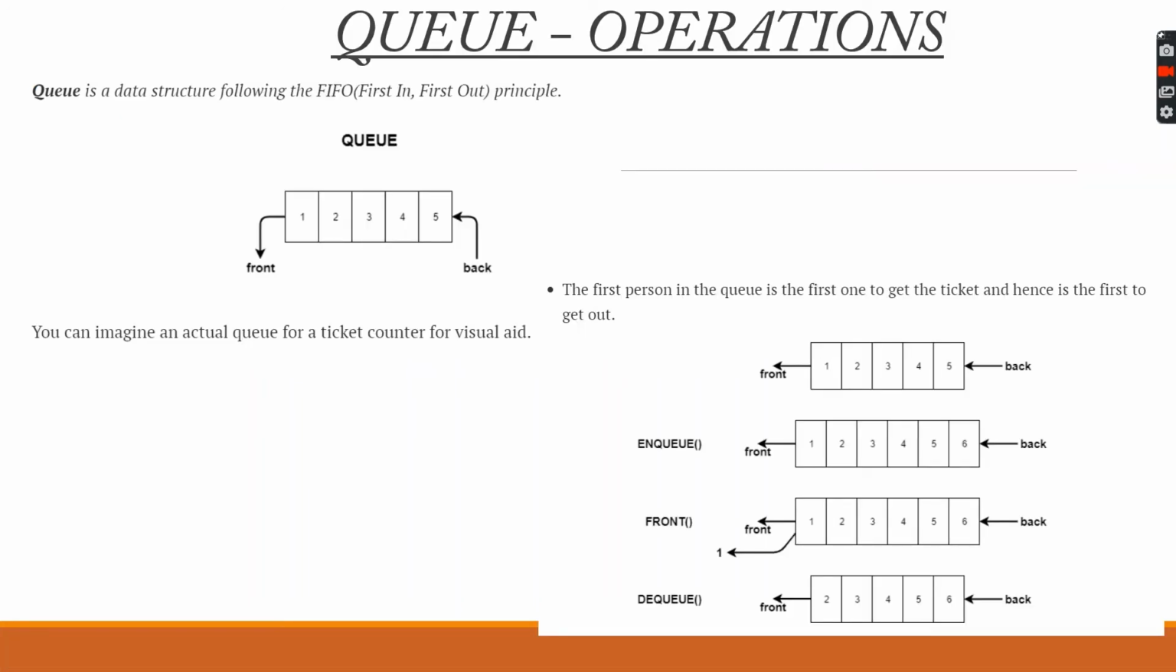So now we'll move on further. Now we'll see a queue operation. Queue is entirely different from a stack. Here what we implement is a principle called FIFO. So FIFO means first in, first out.